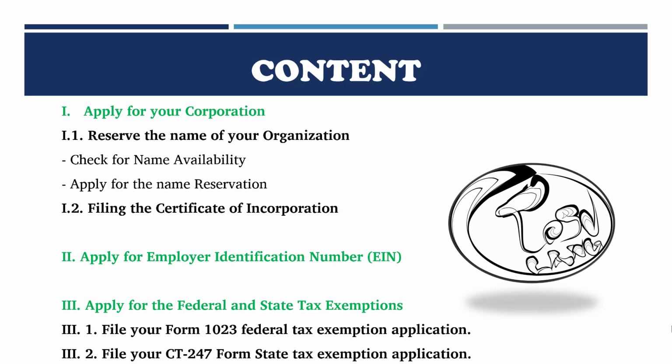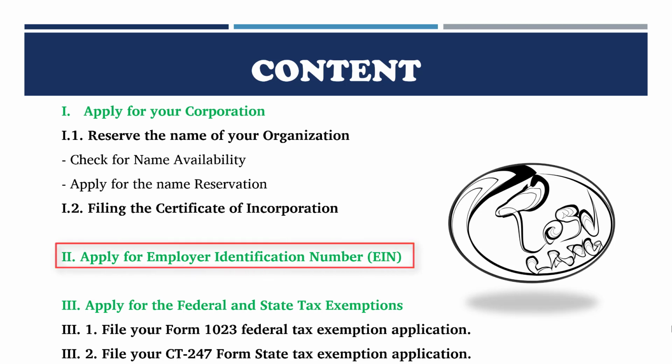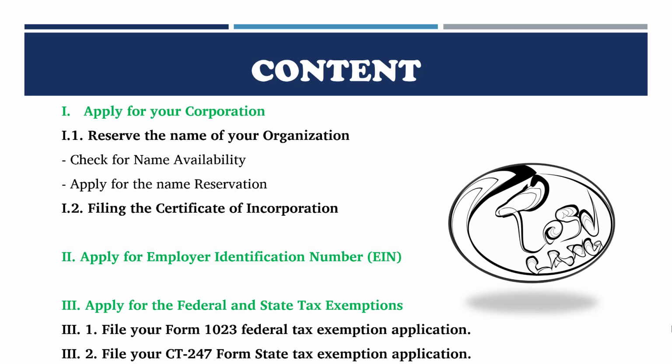The second step after applying for your corporation is to apply for your employer identification number. And the third step in this process is to apply for the federal and state tax exemption. Let's see that in detail in the next slides.